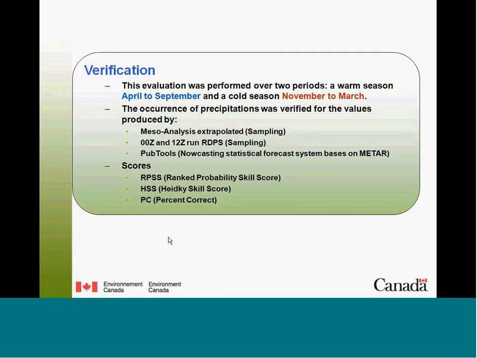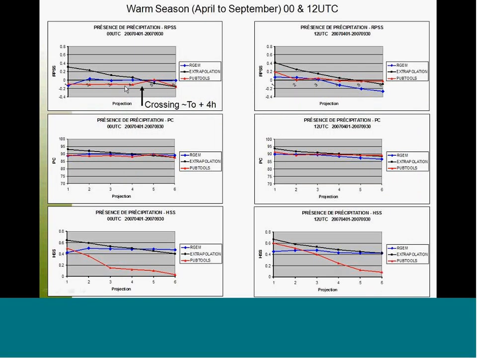So the three scores that Pierre did compute, and the result, you can see here that in blue we have the original GEM model or the RDPS, and the extrapolation technique, and the statistical PUP tool forecast in red. So in all the different scores, you can see that the extrapolation is better, and also in the cold season. But in warm season, you can see that the crossing time is about between 4 and 5 hours. So that means extrapolation seems to be better than the model, and also than the statistical PUP tool forecast system.